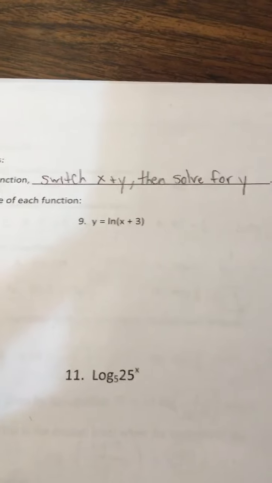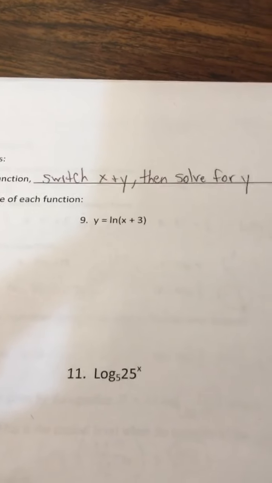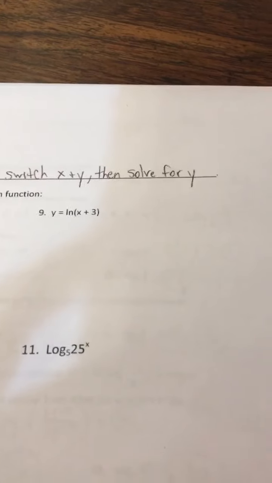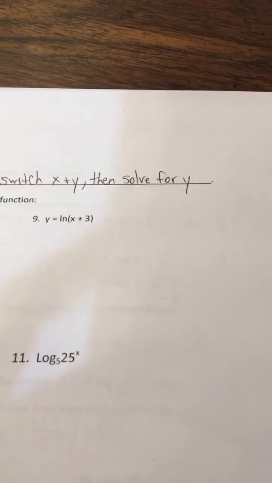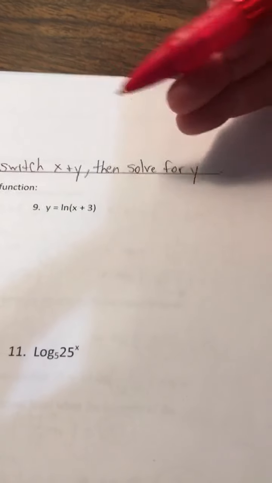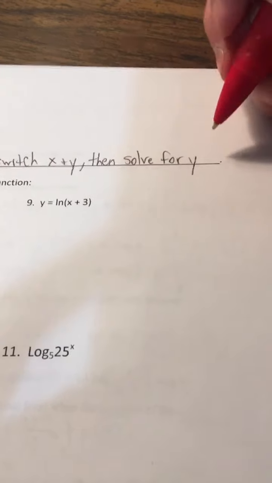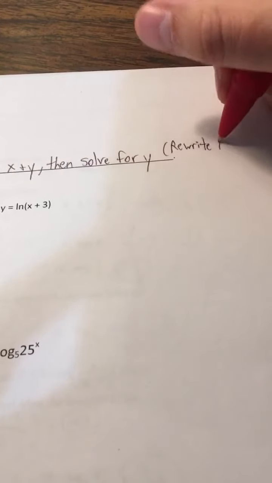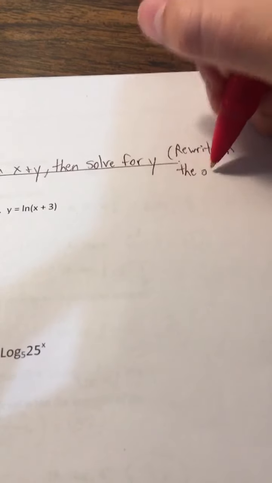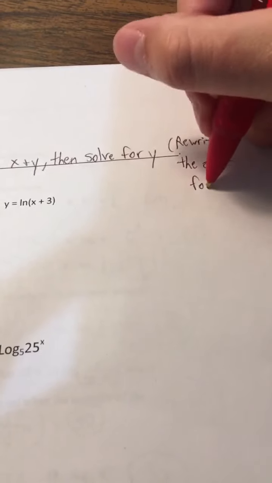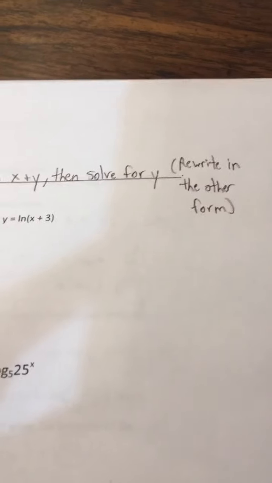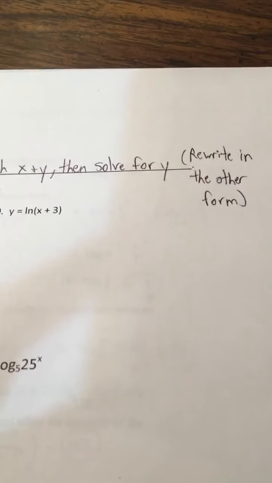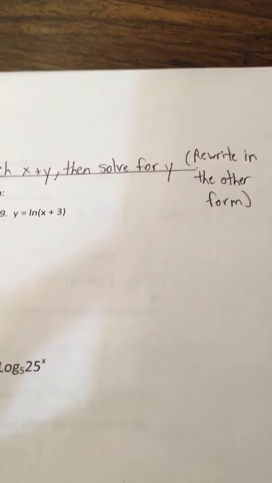Remember, this was to find the inverse of a function, the opposite function, a function that undoes what the other function does. Now, in order to do that on these types of problems, when you're dealing with exponential and logarithmic functions, after you switch x and y, in order to solve for y, you need to rewrite in the other form. Write yourself a little note: rewrite in the other form. That means if the problem's in exponential form, you need to rewrite it in logarithmic form. If the problem has a log, you need to rewrite it without the log after you switch x and y.